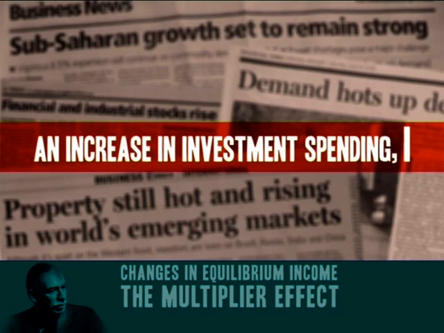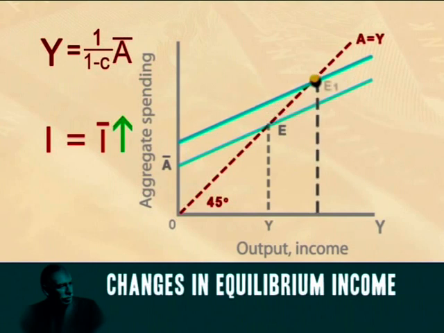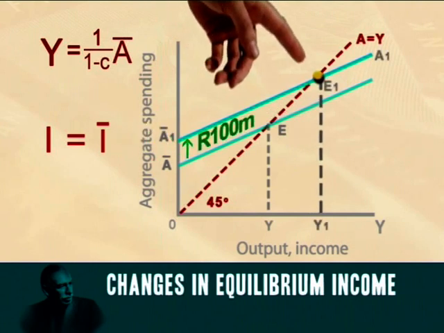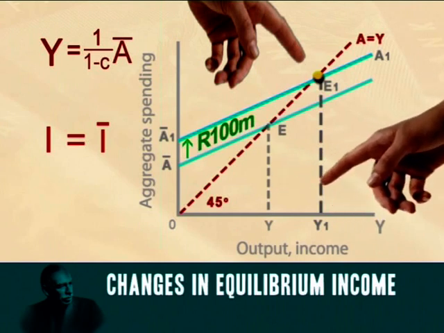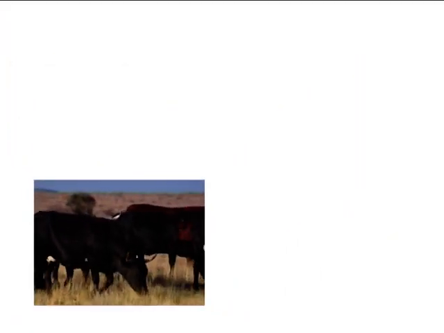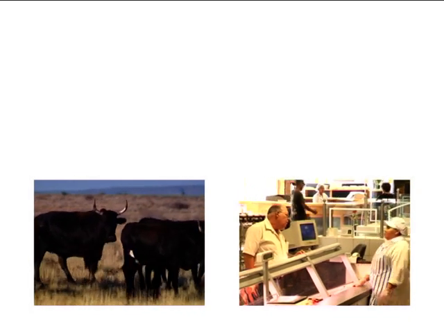What happens when there's an increase in just one of these autonomous variables, investment spending? This causes the aggregate spending curve to shift upwards, and a new equilibrium position is established at point E1, with a new equilibrium level of output Y1. The important thing to notice here is that the increase in investment spending brings about a much larger increase in output and income. If the increase in investment spending is 100 million rand, the increase in output and income will be considerably more than that.